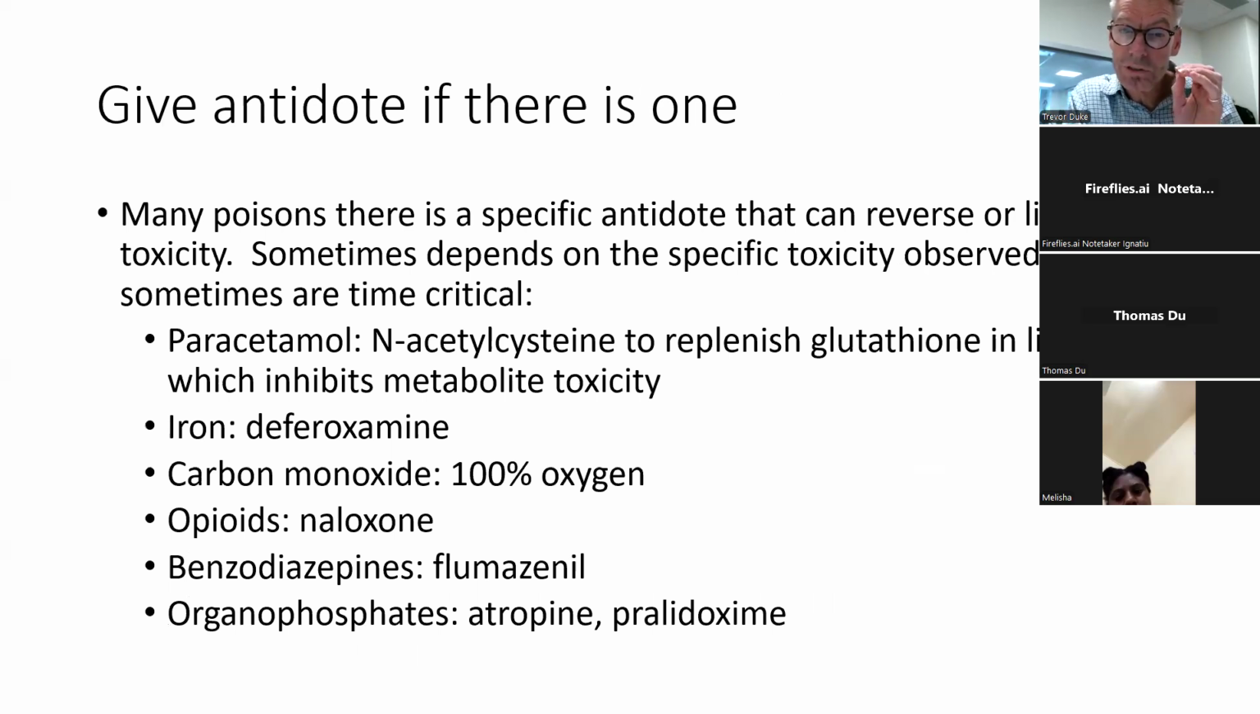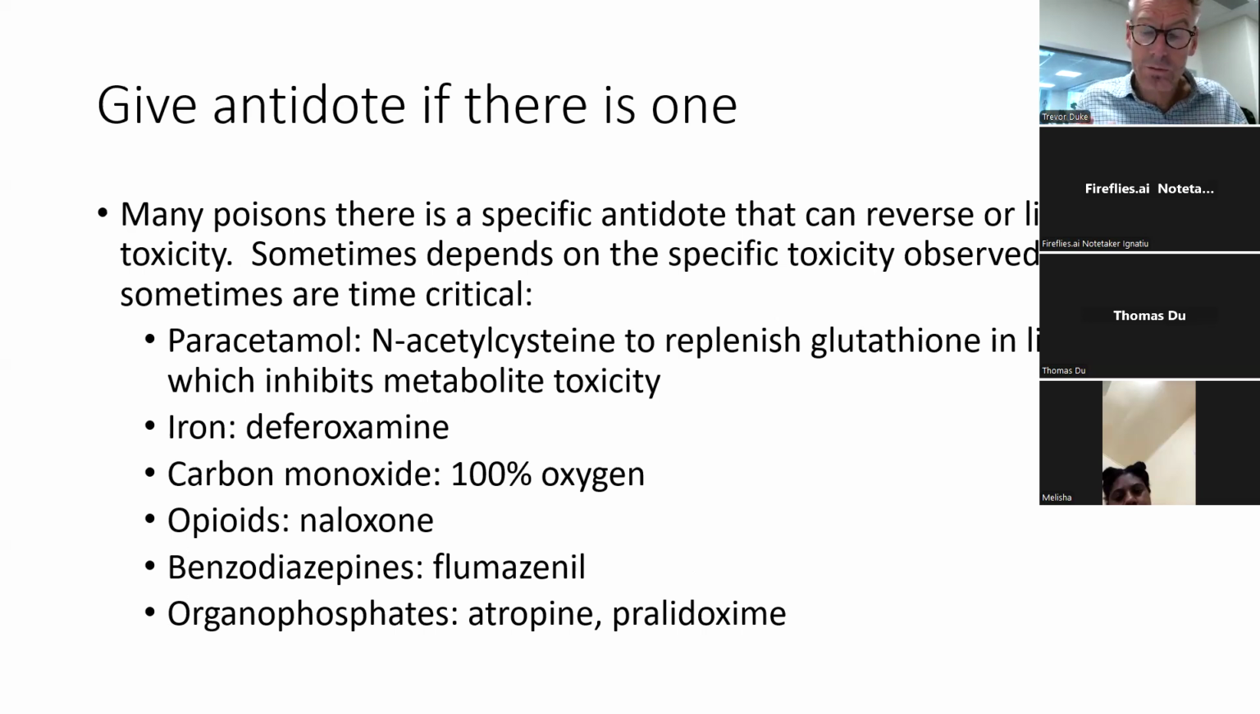For some poisons, there is a specific antidote that can reverse or limit the toxicity of the poison. Some of these are critical. Some of these are absolutely critical to affecting the toxicity of the poison, and some of them help a bit. So I've listed some that are quite critical if a child's taken a large dose of any of these medications.